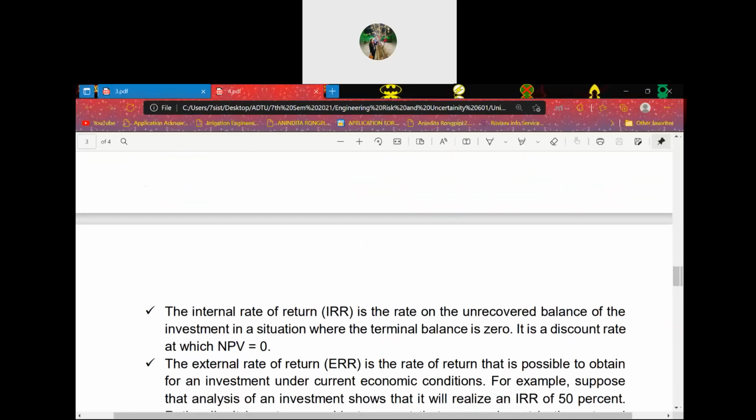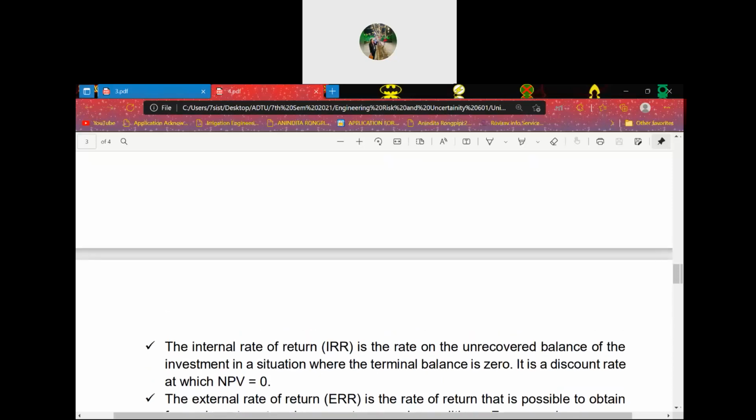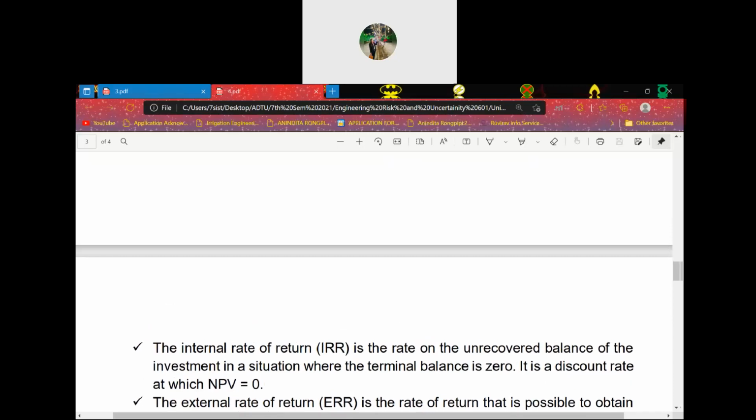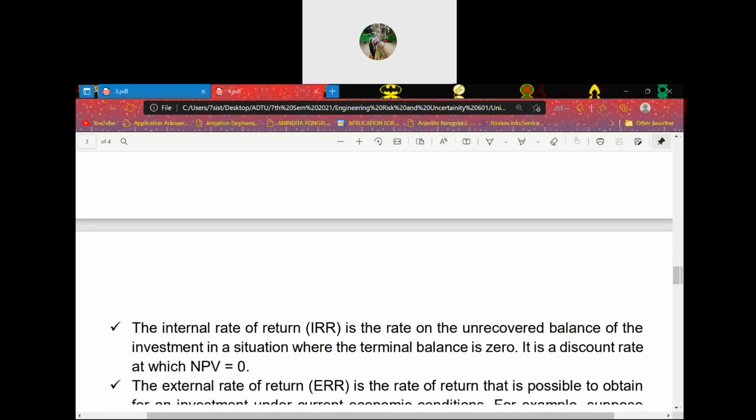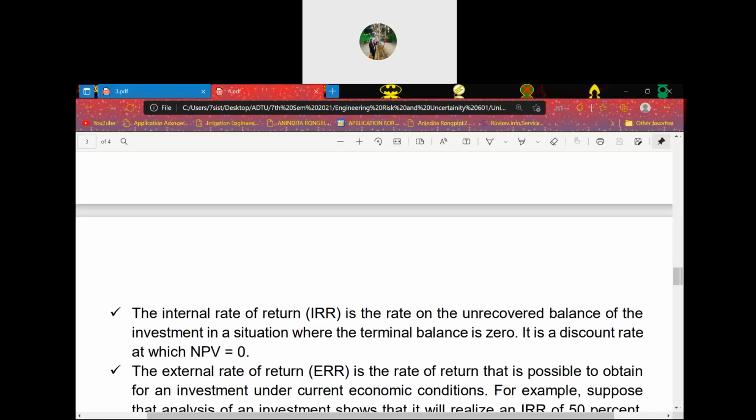Internal rate of return, IRR. It is the rate at which the unrecovered balance of the investment is such that the terminal balance is 0, and a discount rate at which NPV is equal to 0.